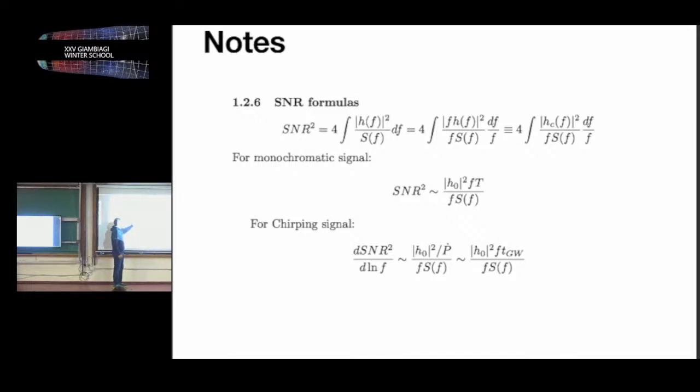Obviously, the longer I can observe this signal with my detector, the bigger my signal-to-noise will be. So there's a time here. And this S of f is not dimensionless, the power spectrum of the gravitational waves. f times S of f is dimensionless.